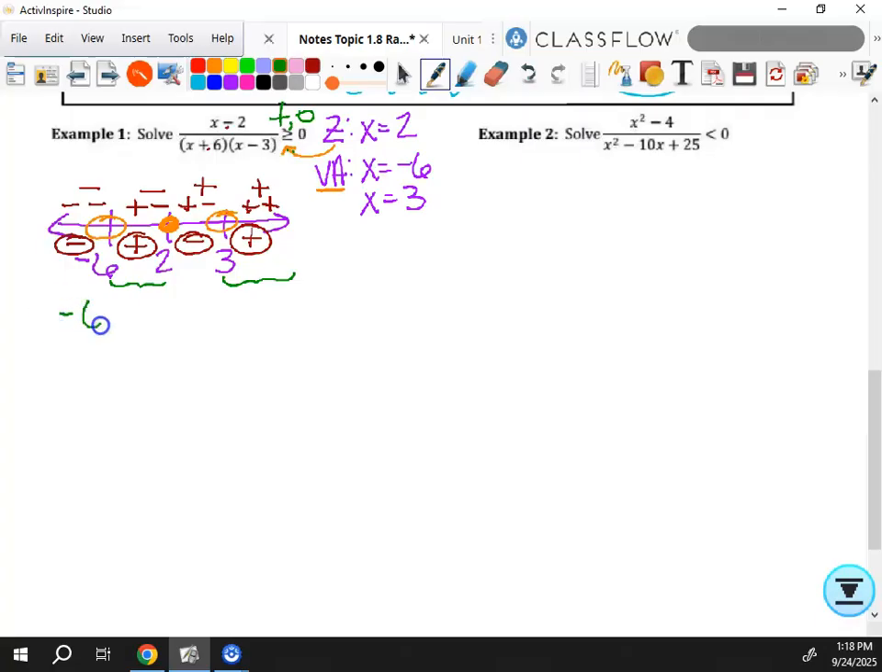So here I'm going from -6 to 2. -6 is open, 2 is closed. Then I'm going from 3 to infinity. I never include infinities, and 3 is open. Okay. What questions do you have? Anything?